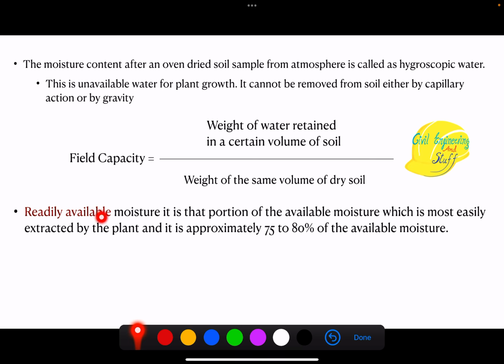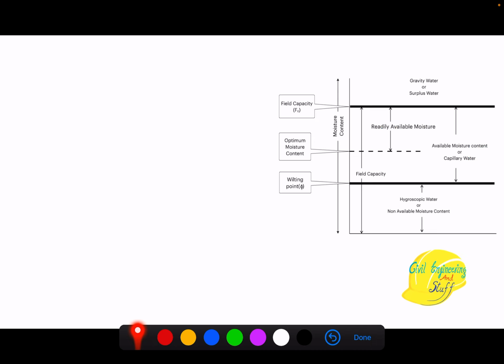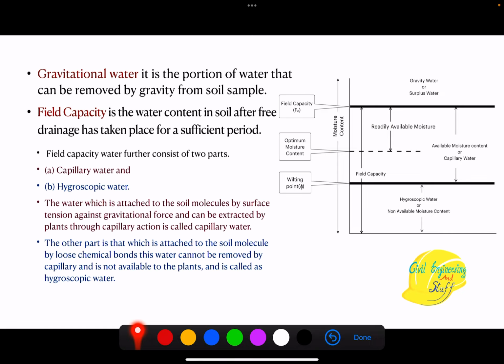The readily available moisture is the portion of the available moisture content which is most easily extracted by the plant and is around 75 to 80% of the available moisture content. Okay, so this readily available moisture content we have discussed. This portion between the field capacity and optimum moisture content, it's very easy for the plant or for the crops to extract this moisture content.